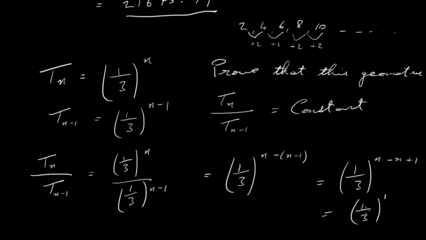So 1/3 is a constant. It doesn't change. It doesn't have an n in there or an x or y or any other letters. It's just 1/3. So because it's a constant, this particular series, or sequence if you like, is a geometric sequence. And that's it.